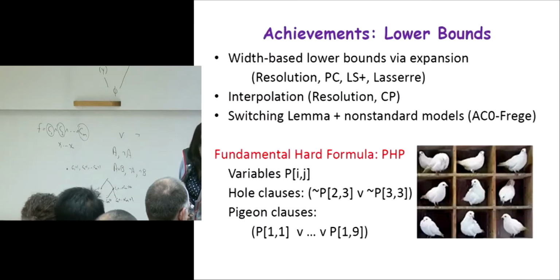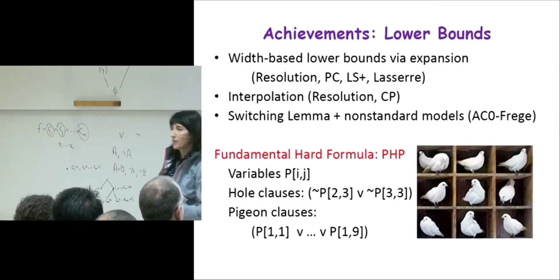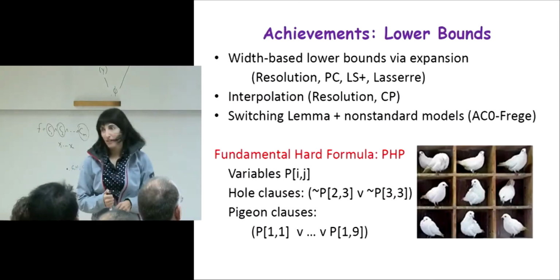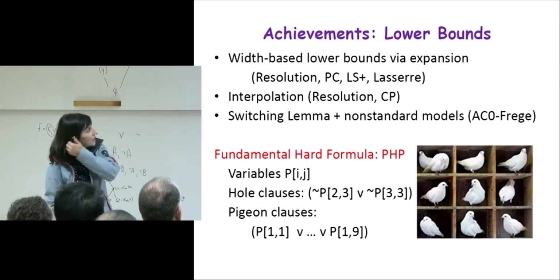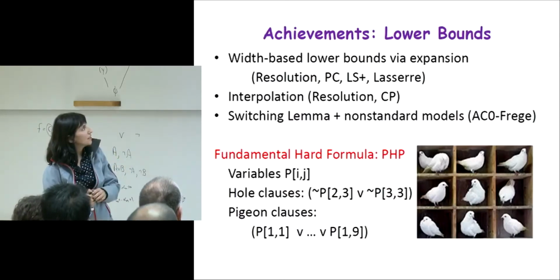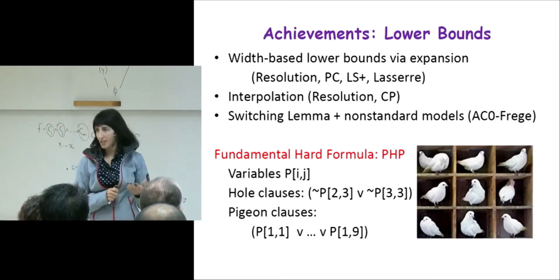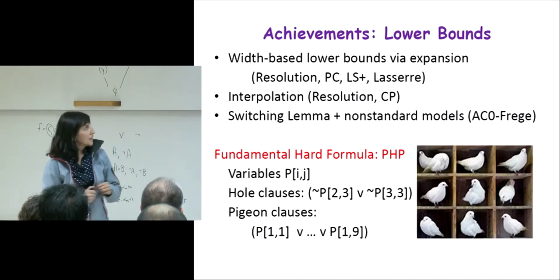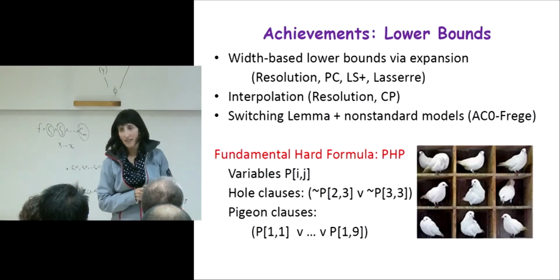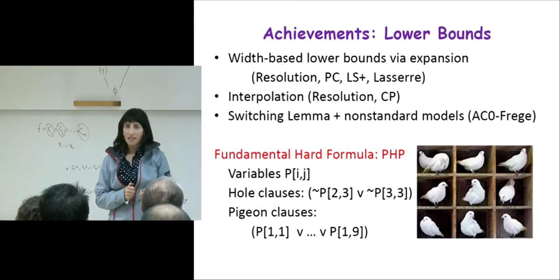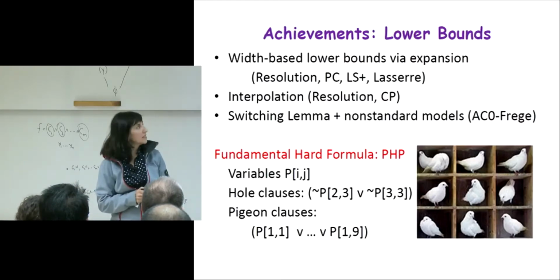All right, so let me tell you about some lower bound methods that we have for propositional proof systems. There's basically three. Something called the width-based method, and that works for resolution. It also works for some algebraic and semi-algebraic proof systems that I'll hopefully get to. The second method is called the interpolation method, and that works for resolution and the proof system called cutting planes.